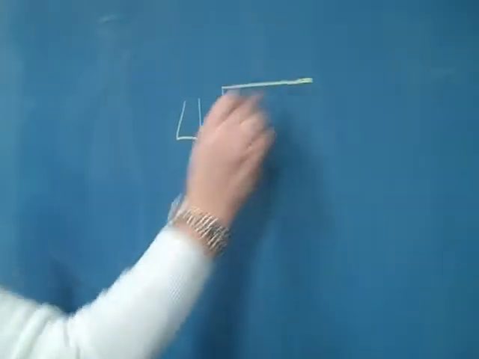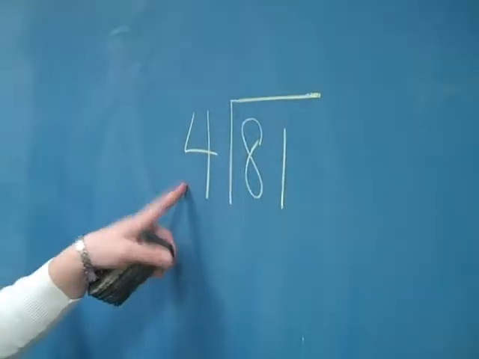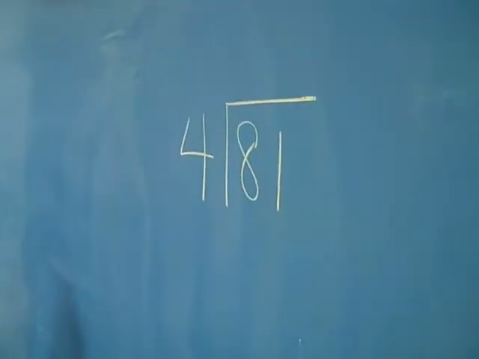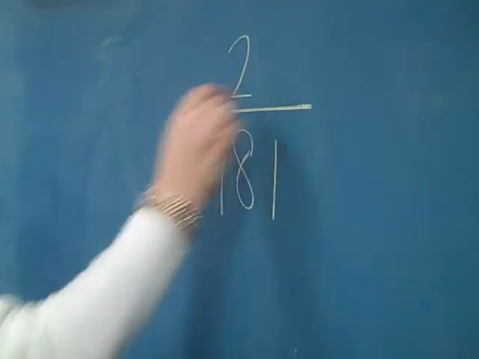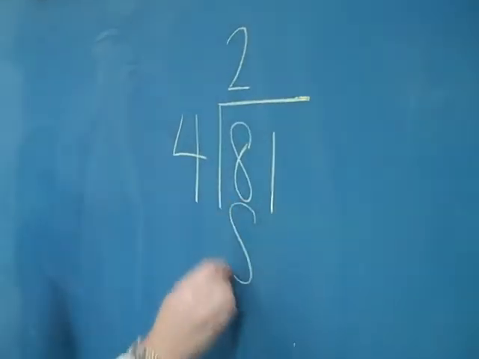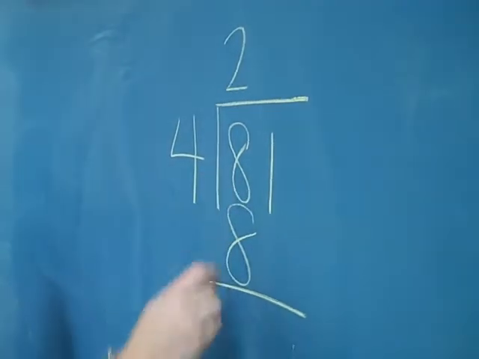We are dividing 4 into 81 today. 4 into 81. 4 goes into 8 how many times? That would be 2. We put our 2 up top. 4 times 2 is equal to 8. 8 minus 8 is equal to 0.